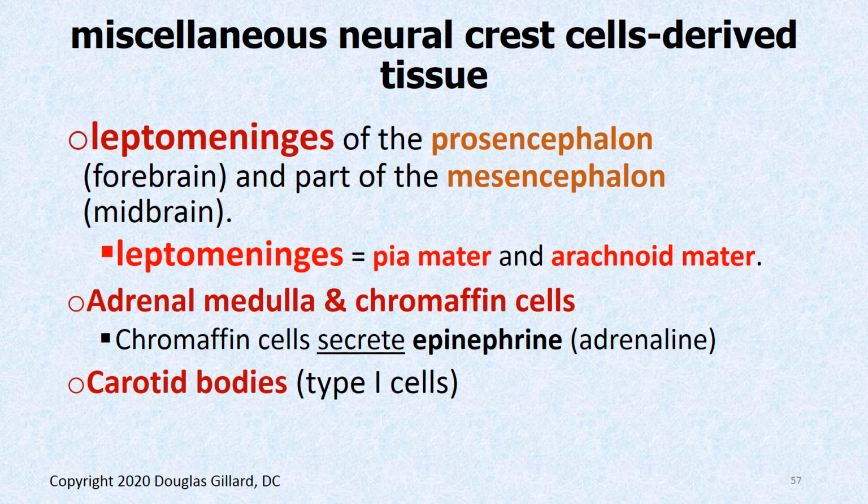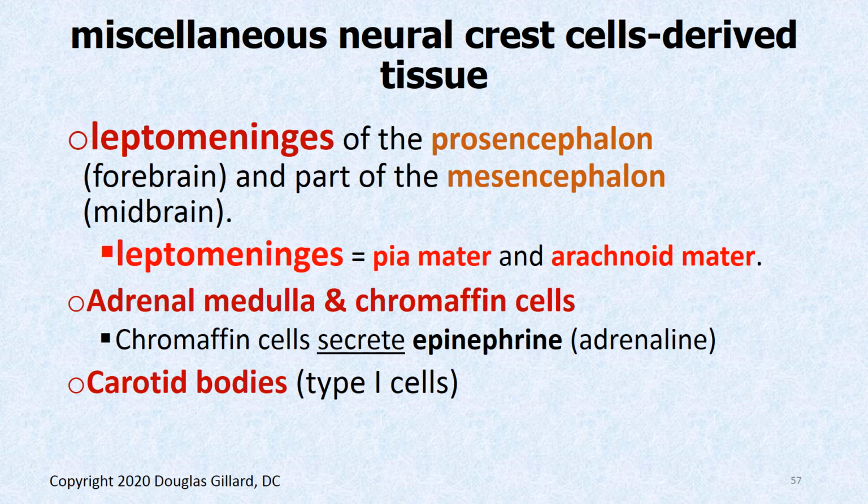First of all, what are leptomeninges? That's pia mater and arachnoid mater. That's in the brain region. So the leptomeninges, pia and arachnoid of the prosencephalon, which is the forebrain, and the mesencephalon, which is the midbrain, guess what? Derived from neural crest cells.